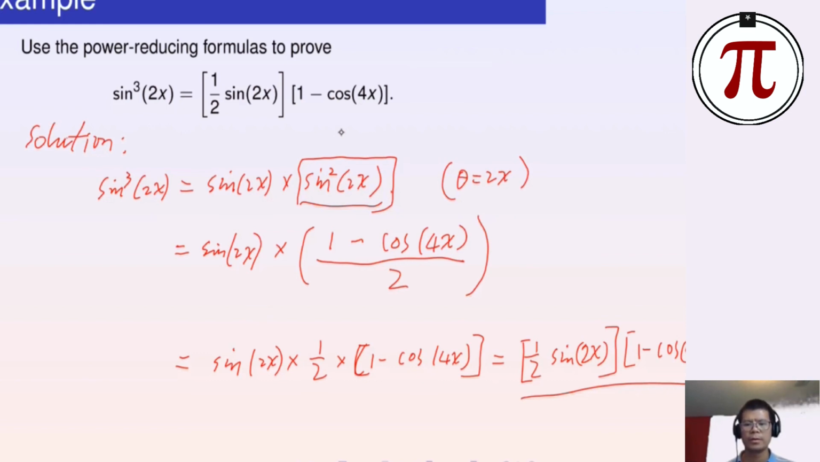Okay, so we got this one. We use the power reducing formulas to prove this equation, by separating sine cube into sine times sine square, and then using the reduction for sine square and algebra, and everything will be good. Make sense?